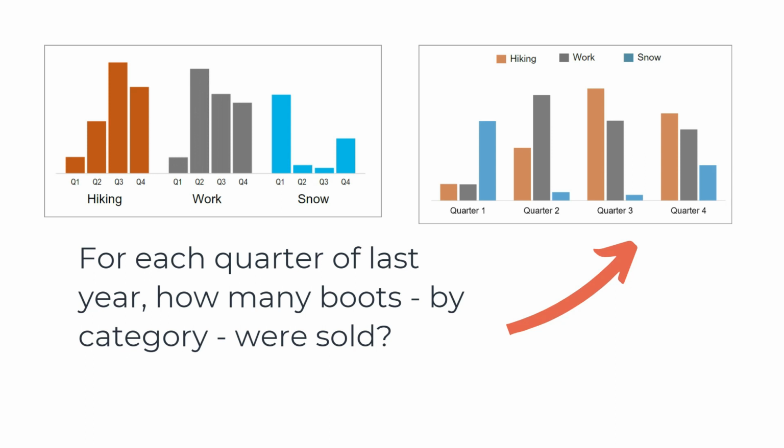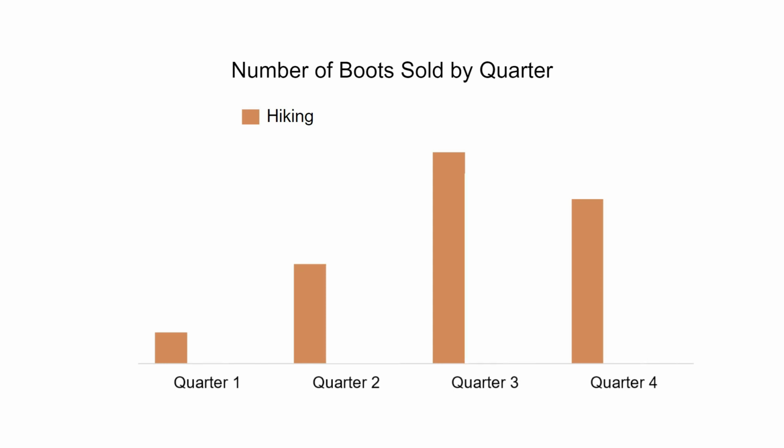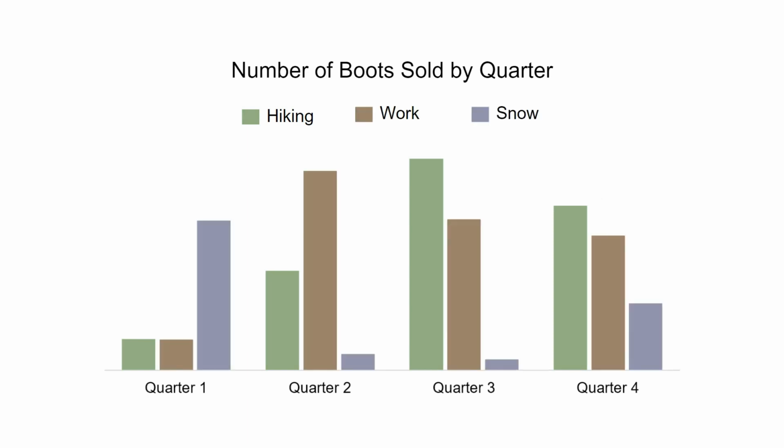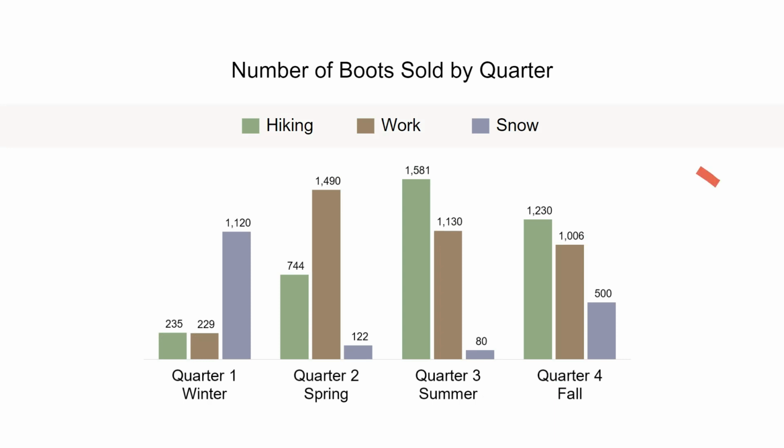Once we have our chart, a large part of building a data visualization is applying design techniques to make it easier to understand and also just more visually appealing. For example, we could change the colors of the bars, and for hiking boots, green seems appropriate, and maybe brown for work boots, and a cool blue for snow boots. Then adding the actual number of boots sold above each bar, and a couple of more changes. It might be hard to see this, but adding a background behind the legend and printing the seasons that go with each quarter: winter, spring, summer, and fall.